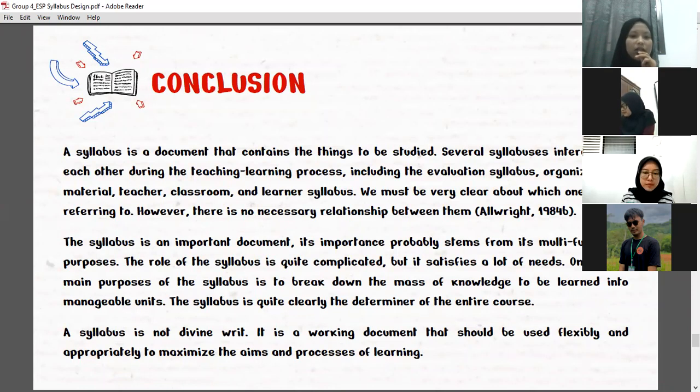A syllabus is not defined rigidly. It is a working document that should be used flexibly and appropriately to maximize the aims and processes of learning. So maybe that's all the materials for today.